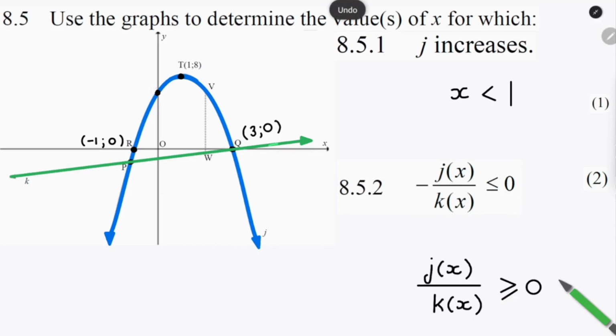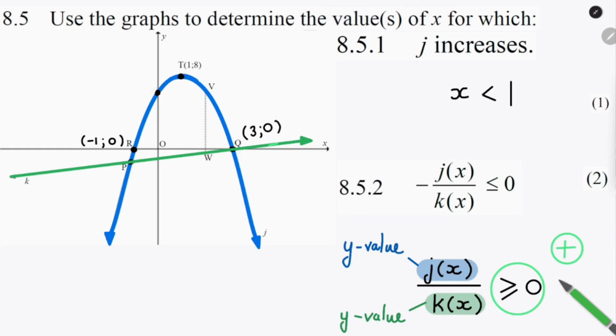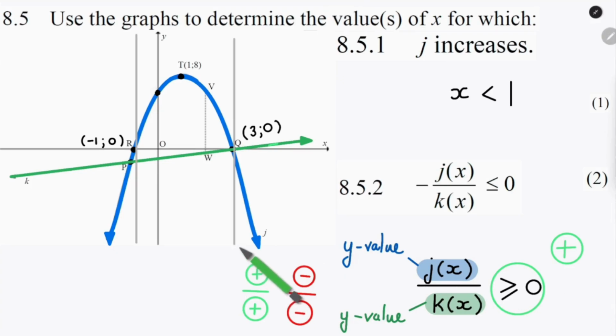So they're asking you, where is the y value of the blue graph divided by the y value of the green graph give you a positive number? Anything that's bigger than 0 is positive. And we can get that by saying a negative over a negative, or we can say a positive divided by a positive. Now your best strategy to do this is to draw vertical lines through all the x-intercepts you can find.